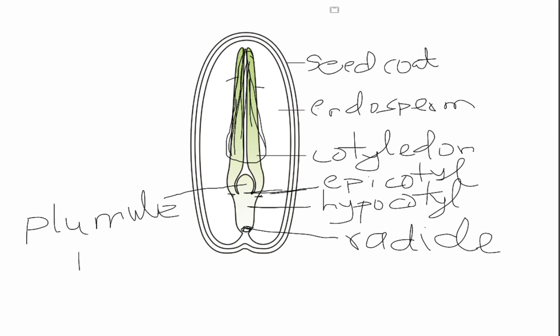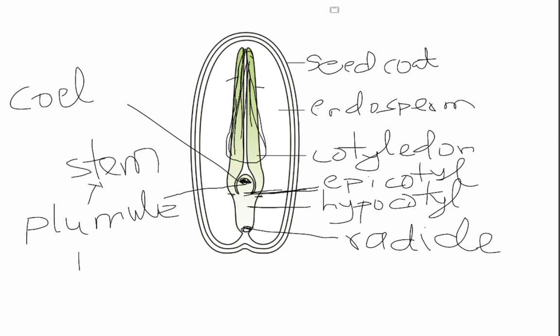Now the epicotyl here is what I've shown you. The plumule will develop into the stem. Above the plumule, there is a covering, this uppermost part here, known as the coleoptile. The coleoptile, let's call it.